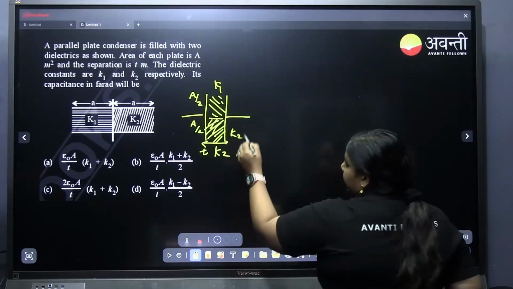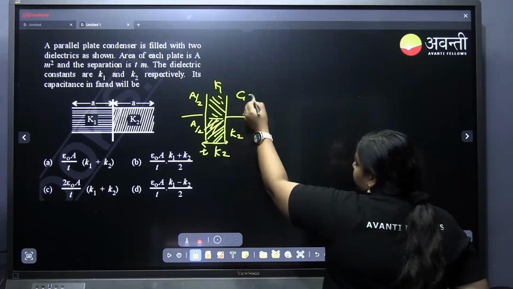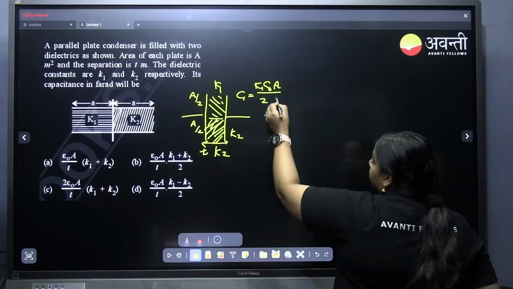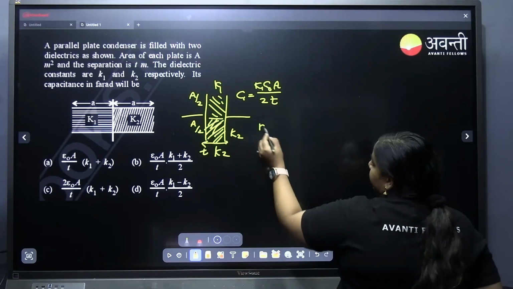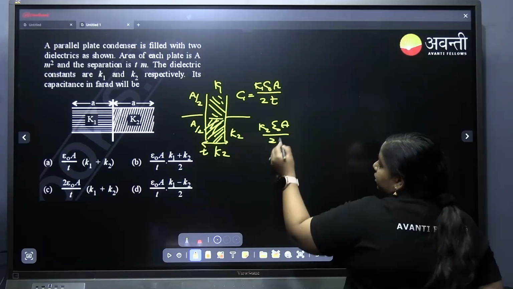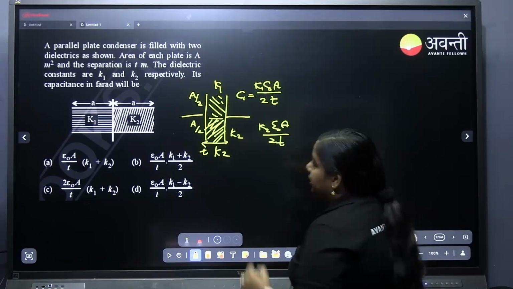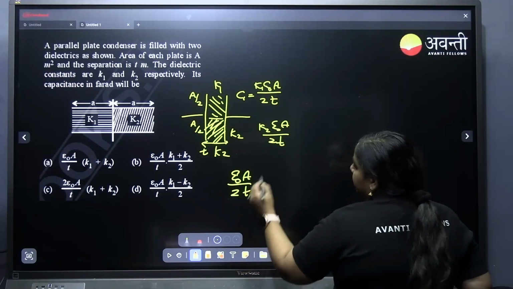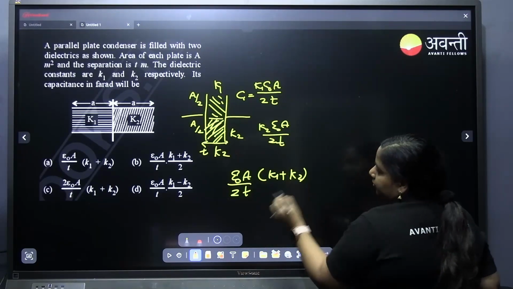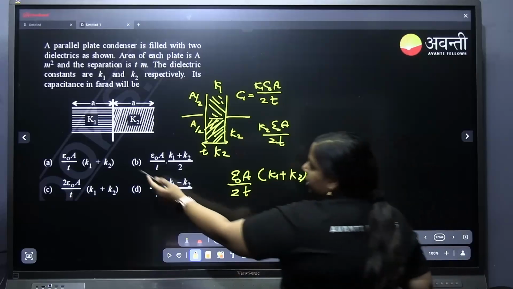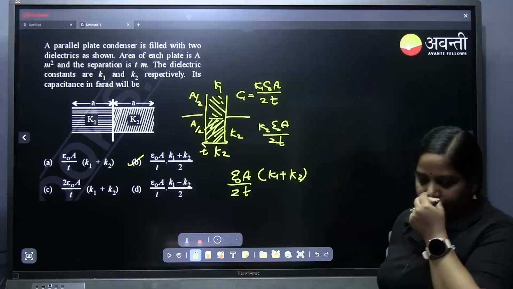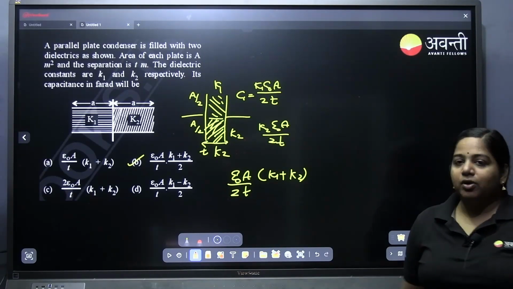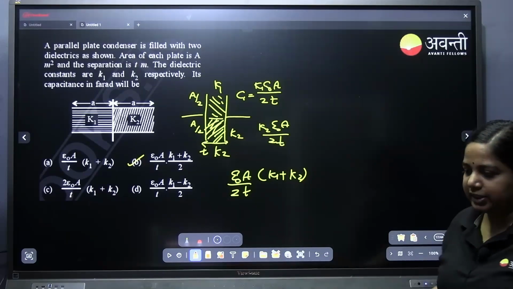Okay. And we have to take C1 equal to K1 epsilon naught A by 2T. This will be equal to K2 epsilon naught A by 2T. Since this will be parallel connection, we can directly add them. So we will have epsilon naught A by 2T into K1 plus K2. So they just written in a different way. Answer is option B. I hope you understood this. Small careless mistakes might be coming. Please pay attention.